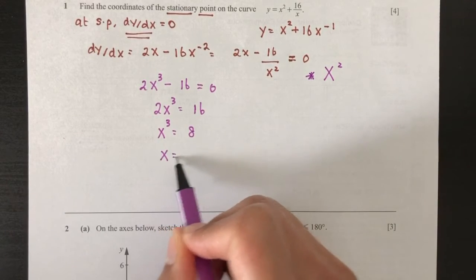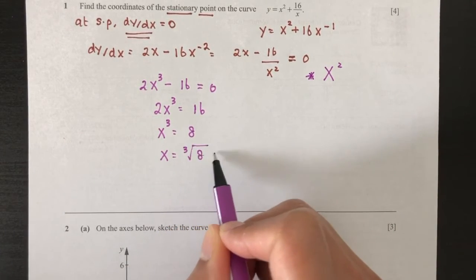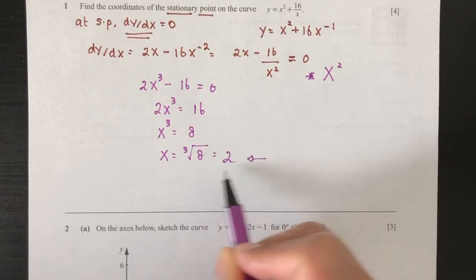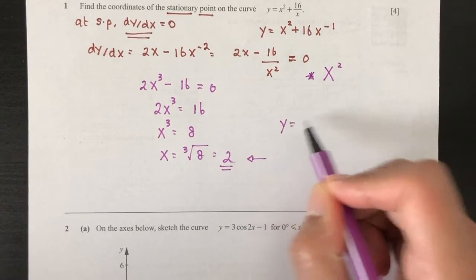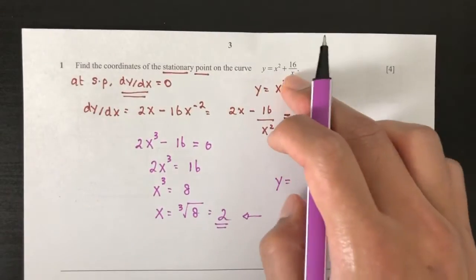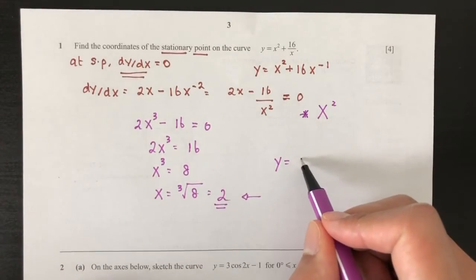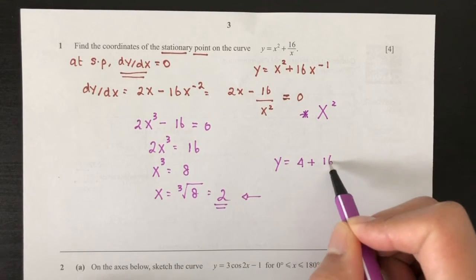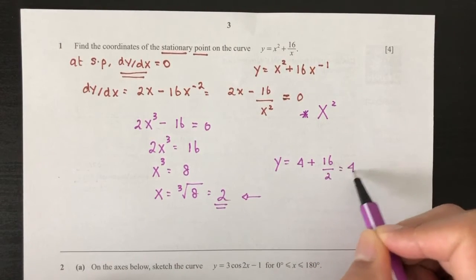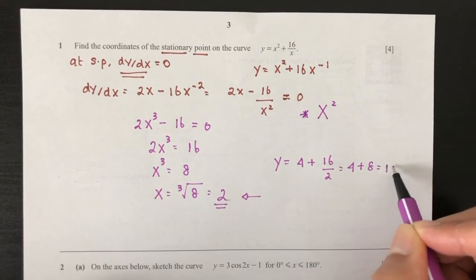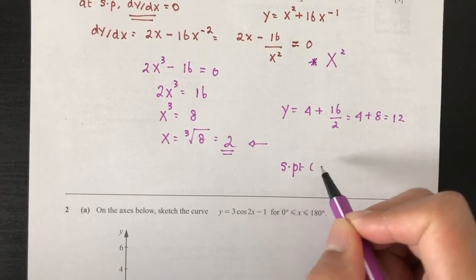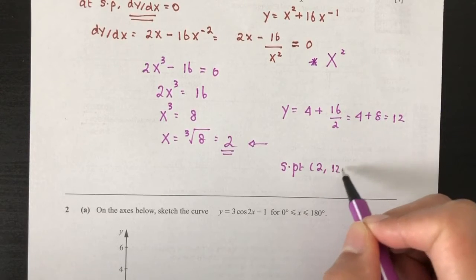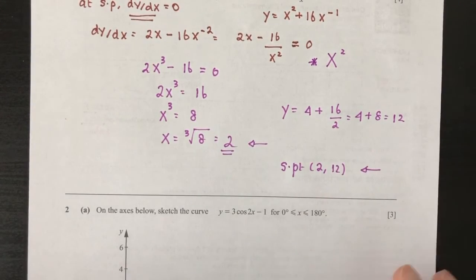So x is equal to cube root of 8, which is equal to 2. So x is equal to 2. Now we have to find the value of y. So for y we just have to replace back in the equation. So that will be 2 squared is 4 plus 16 over 2. So 4 plus 8, that will be 12. So your stationary point is equal to (2, 12). That is your question number 1.